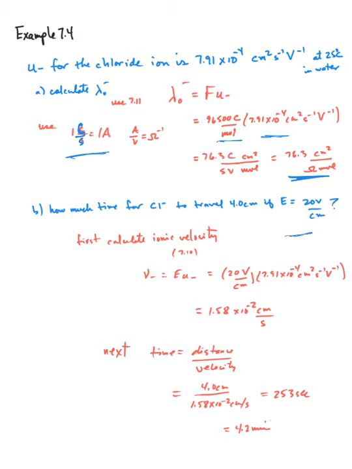You could also calculate how much time it would take for a chloride ion to travel from one electrode to another, in this case 4 centimeters, if the field strength is 20 volts per centimeter. So first you're going to calculate the velocity. That equation was from 7.10. Once you get the velocity, that's a distance per time, you can rearrange to solve for time. And it turns out that 4.2 minutes is the time it takes for an individual chloride ion to go 4 centimeters under that field condition.